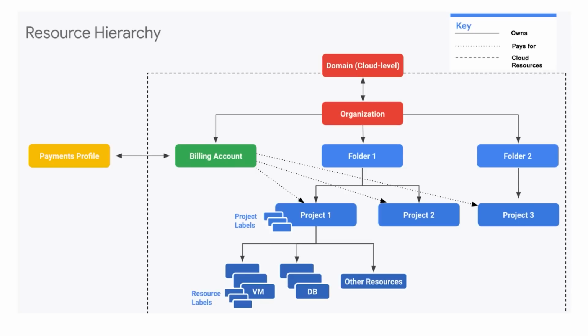Then within the projects, you have your VMs, which you can also label, so you have a better understanding of how much you're using within your department or your organization. And then that billing account gets linked to a payments profile, right? So if you want to spend some time here or pause this video, please go ahead to understand how Google Cloud splits that resource hierarchy.